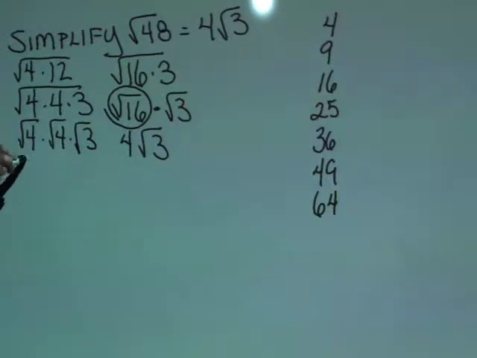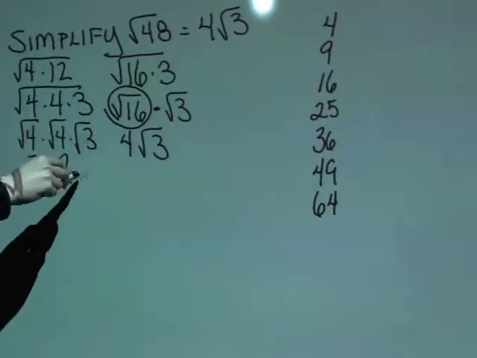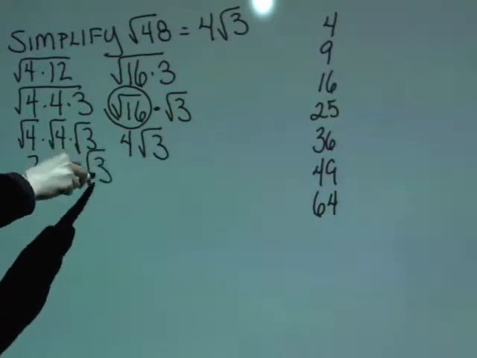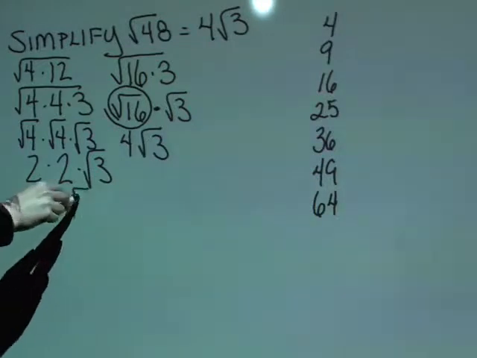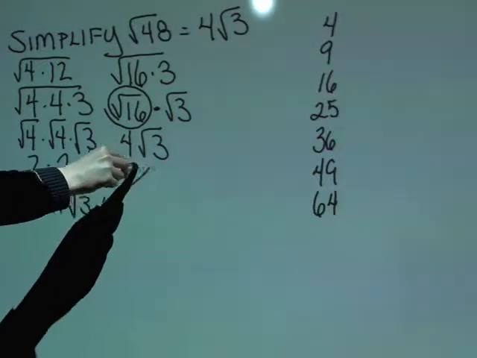Well, the square root of 4 is 2. The square root of 4 again, 2. And then you've got root 3, which doesn't change anything. Well, 2 times 2 in the front here is going to change into 4, so we've got 4 root 3. So as you can see, same answer.